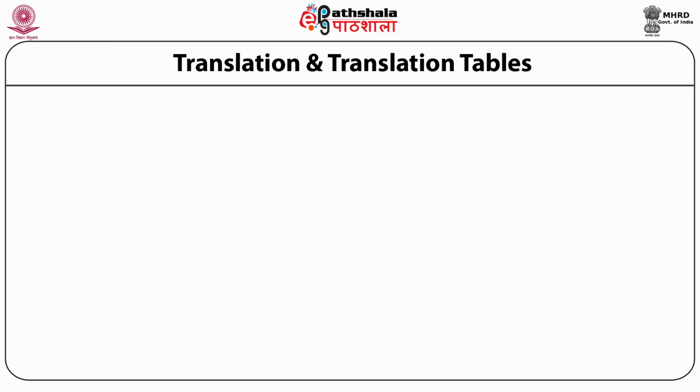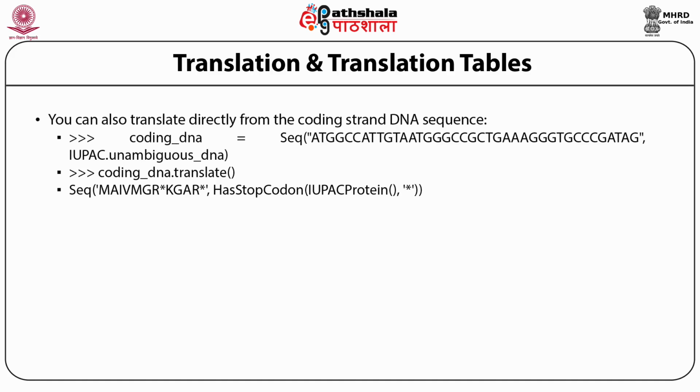Translation and translation tables. In the earlier slide we saw how to perform the actual translation. You can also translate directly from the coding DNA sequence. What we saw earlier was from coding mRNA sequence. I have created a coding DNA sequence in the name of coding_DNA by the usual sequence object creation method which we have discussed already. In order to translate that, I just have to say coding_DNA.translate(), and appropriately it is translated and the sequence object is created. Stop characters here also are denoted by star, which describes the stop codons.